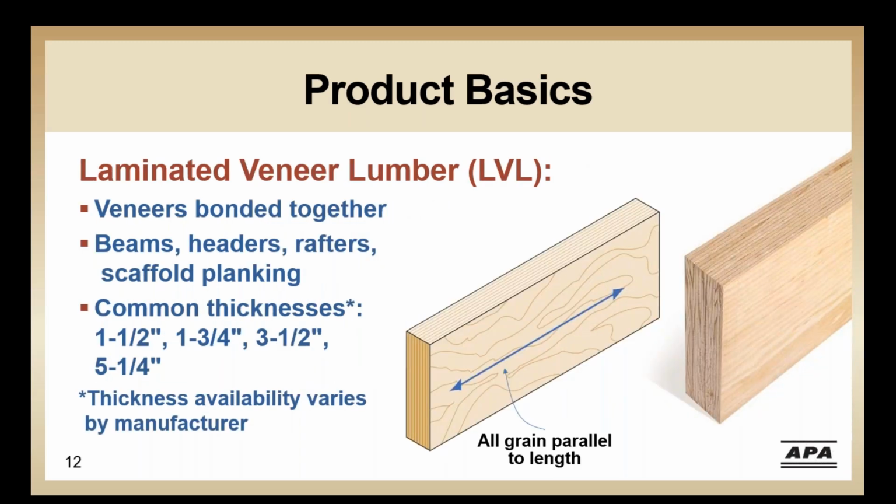Laminated veneer lumber, or LVL, is the most widely used type of structural composite lumber. It uses specially selected, ultrasonically graded, kiln-dried veneers and orients all of the veneers with the grain running lengthwise. The veneers are lap joined to create long lengths. LVL is commonly used for beams, headers, rafters, scaffold planking, as well as I-joist flanges and studs.